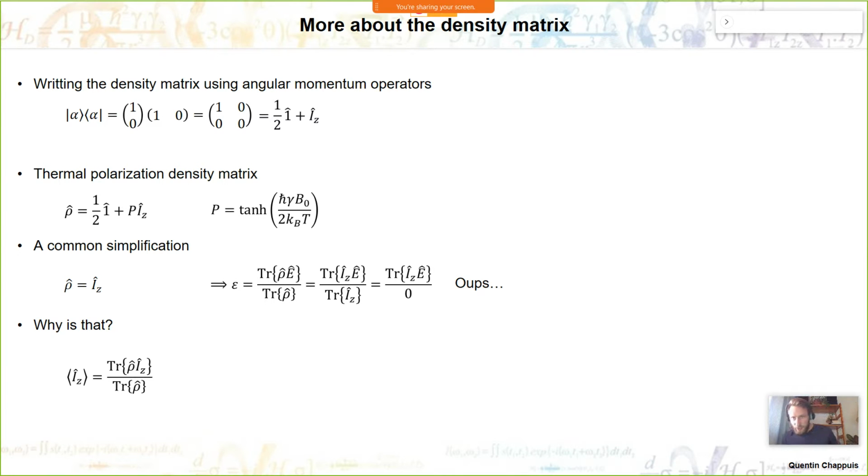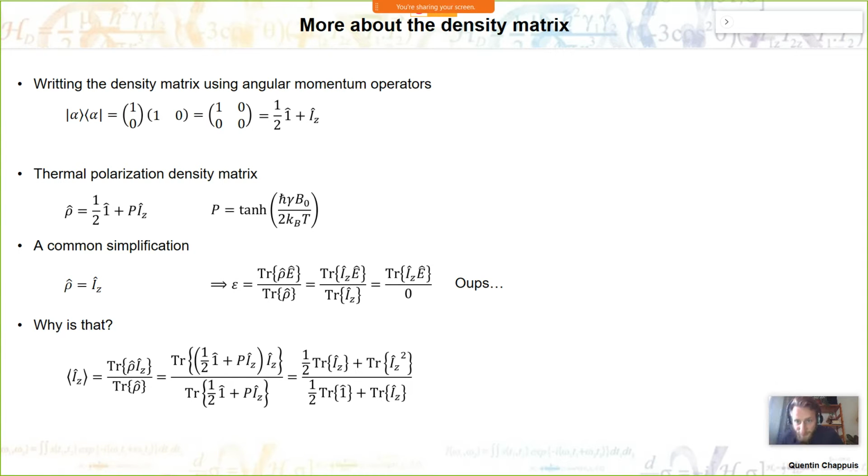If you decompose the expectation value of Iz for a density matrix that is polarized with polarization P, and now if we go through the details, we can separate it, since the trace of a sum is the sum of the traces, and so you get this expression. And if you calculate the individual terms, what you get is, as expected, a half, multiplied by the polarization.